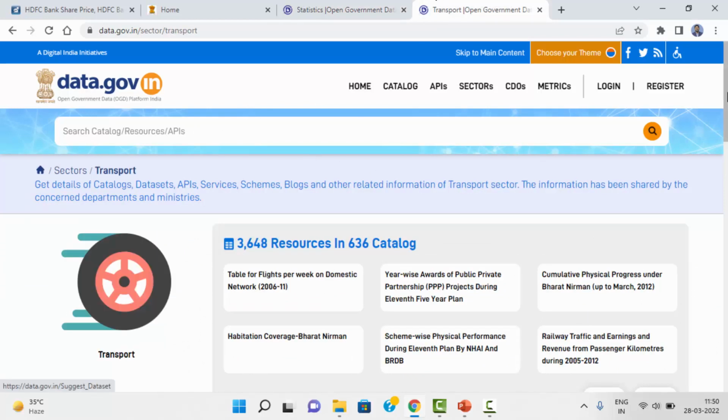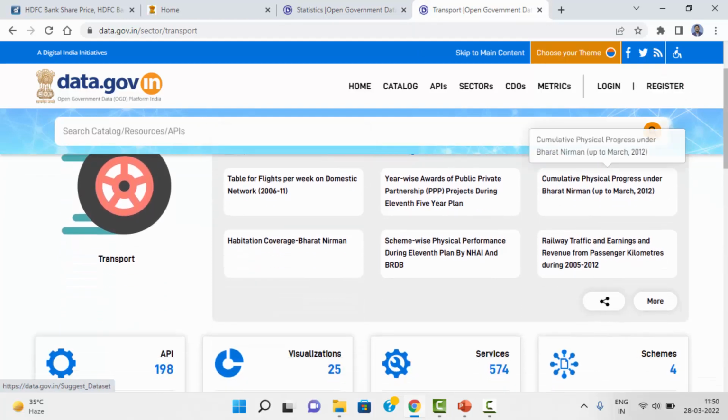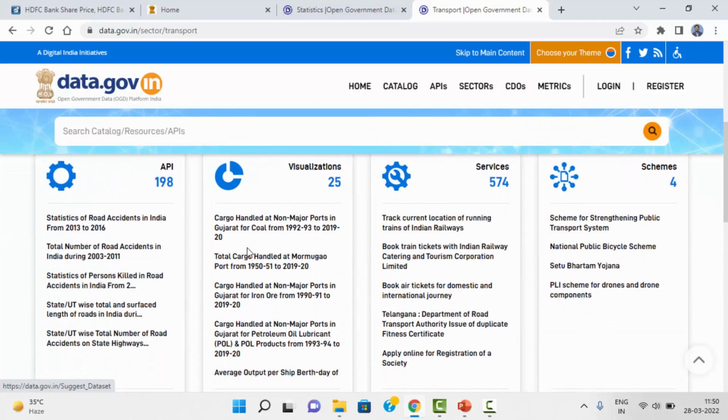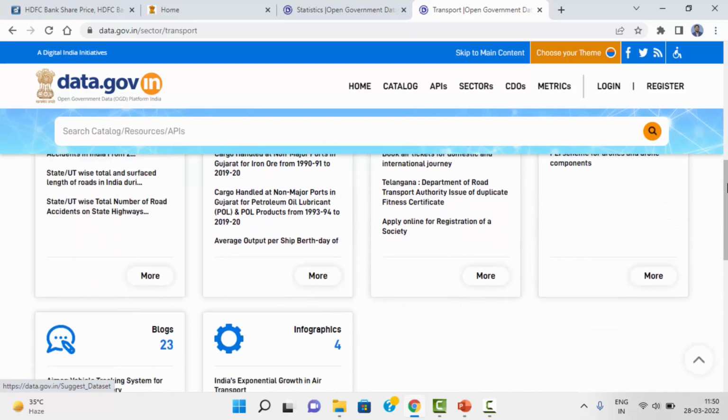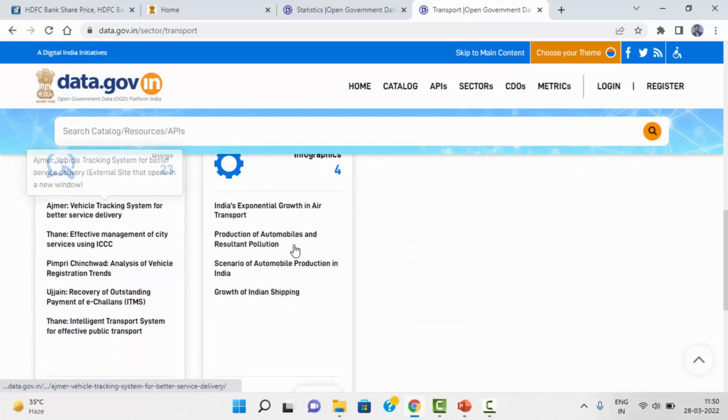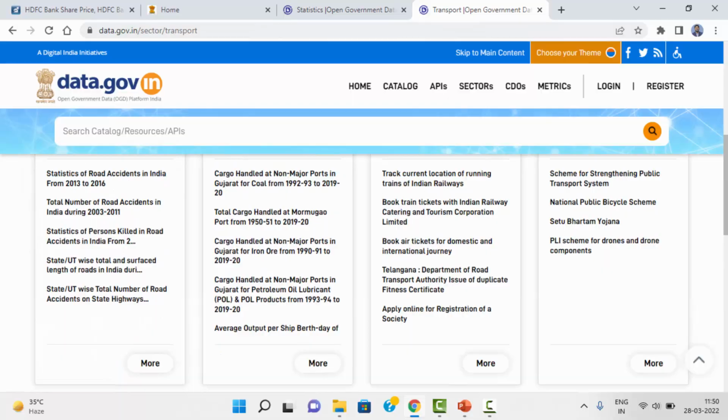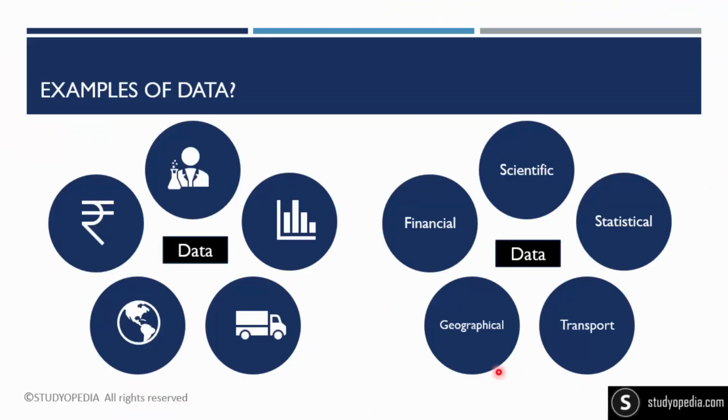The transport data is also provided by the government, so this also comes under data. Flights per week, you can see the road accident data, the current location of running trains of Indian Railways, and all other data is visible. The vehicle tracking system also. So this all comes under data. Geographical data also includes the temperature, and you get to know the air speed. They tell you about the wind speed outside, the humidity outside, the temperature outside. This all comes under geographical data.